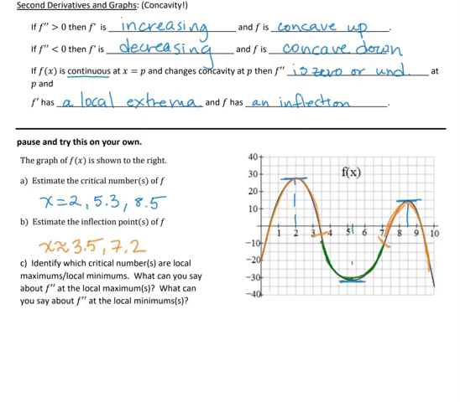Okay, and then we want to identify which critical numbers are local maximums and minimums and think about what's going on with f double prime at these points. So this one is a max and a max and a min. At the maximums, both of them, the graph is concave down. And at the minimum, the graph is concave up.